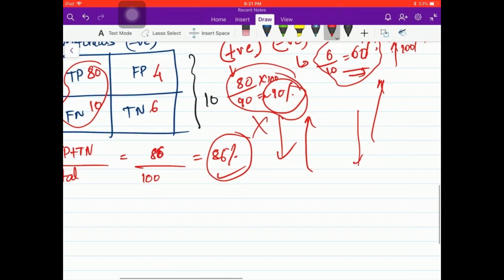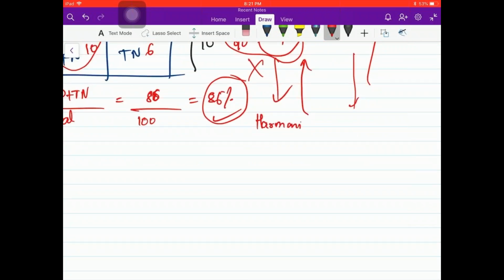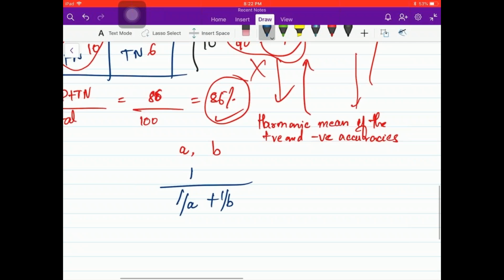So mathematicians came up with an interesting formula. This is called the harmonic mean of the positive and negative accuracies. So if you have a number A and a number B, your harmonic mean is basically 1 upon A plus 1 upon B, and 2 upon this. This is the harmonic mean formula.